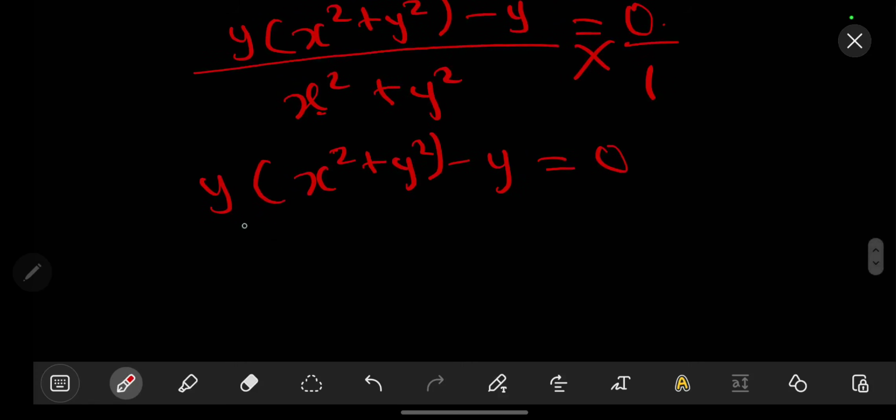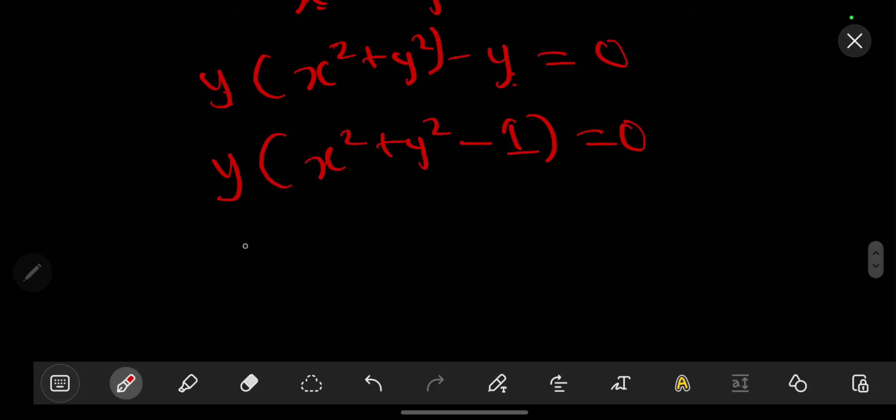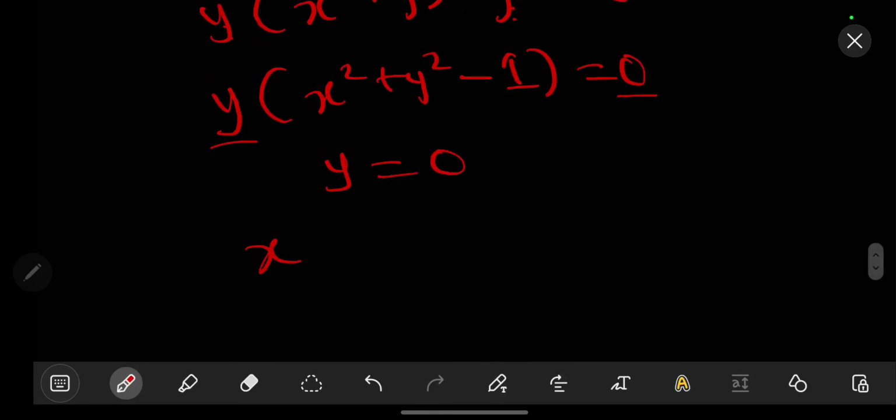From here, we are going to factorize y. As we can see, y is common here and here. So factorize y, then we are going to have our x squared plus our y squared. Since we removed y here, we are going to remain with a positive 1, should be equal to 0. So what this tells you is that y is equal to 0. So already y is equal to 0. Then the other part is x squared plus y squared minus 1 should be equal to 0.